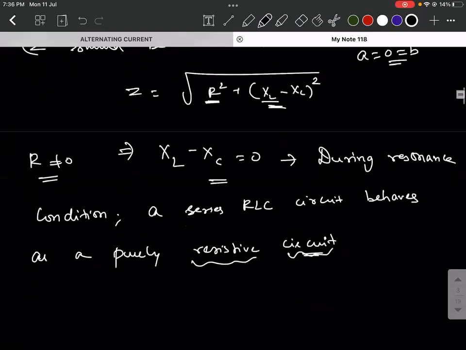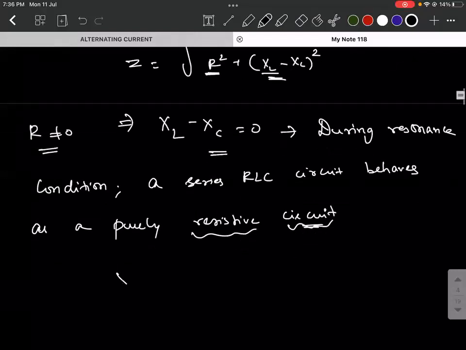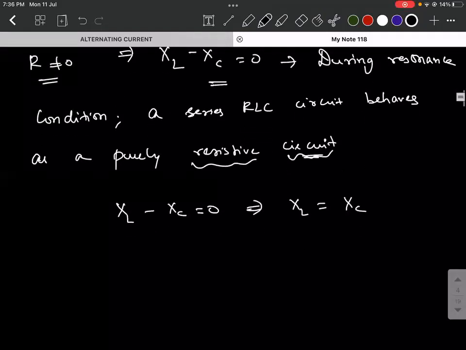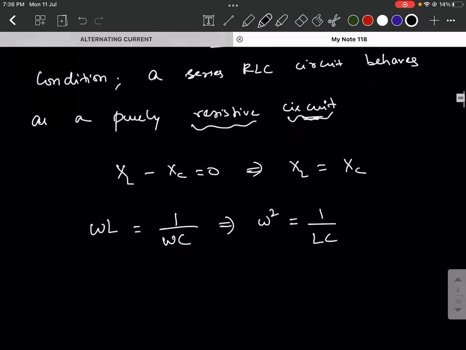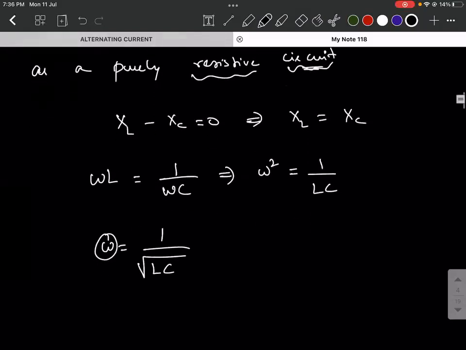When I say XL minus XC equals 0, it implies XL is equal to XC. XL has the value omega into L. XC's value is 1 by omega C, which implies omega square is equal to 1 by LC. Then the value of omega is 1 by root LC. And this omega equal to 1 by root LC is what is called the resonant frequency.